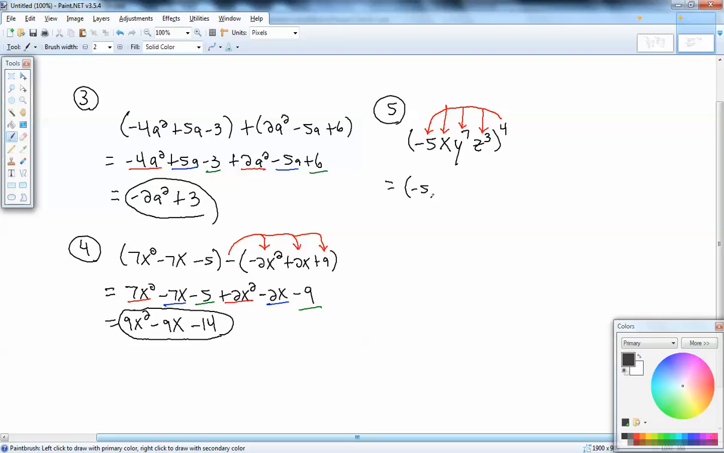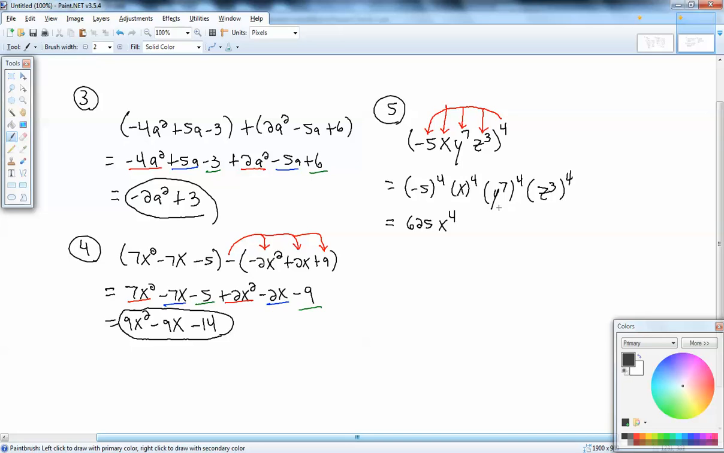Okay, so we're going to have negative 5 to the 4th. We'll have x to the 4th. We'll have y to the 7th to the 4th power, and we'll have z to the 3rd to the 4th power. Well, negative 5 times negative 5 is positive 25, times another negative 5 is negative 125, times another negative 5 gives us 625.